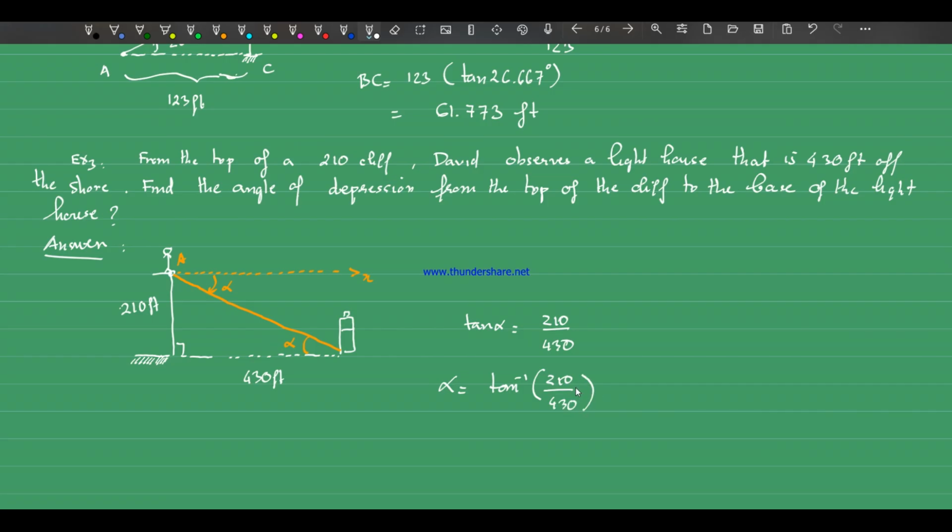Okay. Now what did I give you? You're going to put inverse tangent of 210 divided by 430. That gives you angle alpha is 26.03 degrees. Okay, see that? Very easy, right? Super easy.